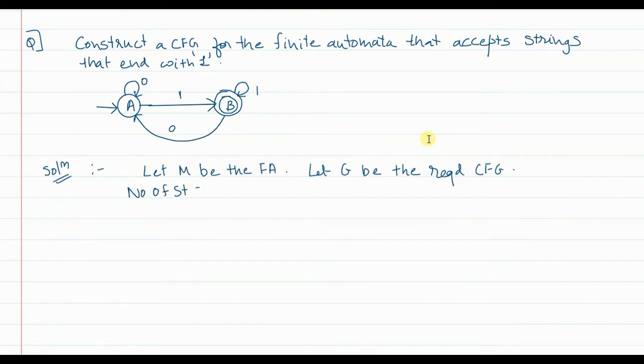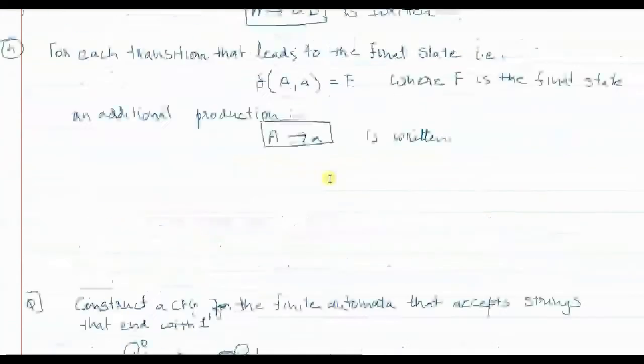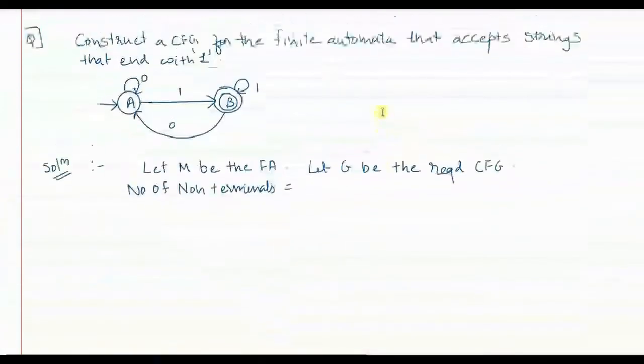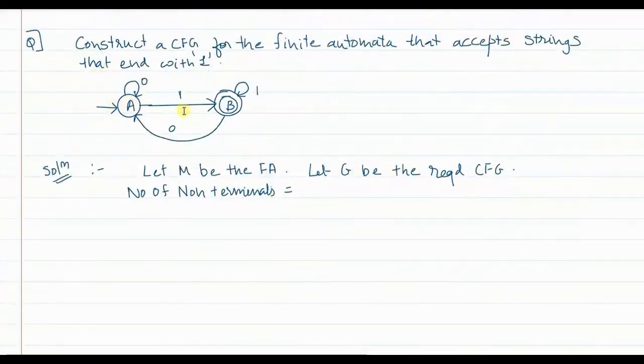Sorry, number of non-terminals in the CFG will be what? Okay, as it is already told you that in the first step, for each state in finite automata, a non-terminal with the same name is introduced. Now, in this automata, there are only 2 states, A and B. That's why you will have only 2 non-terminals. One is A, other one is B.